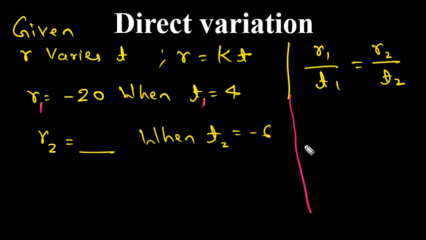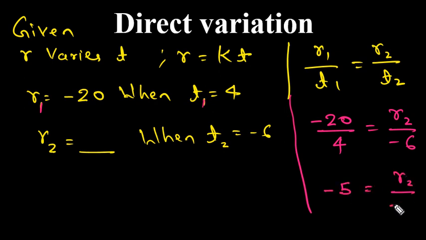Now you can substitute here. r1 is negative 20 over 4 is equal to r2 over negative 6. Negative 20 over 4 will give you negative 5 equals r2 over negative 6. Now you take this from here to here, cross product. Negative times negative will be positive. 5 multiplied by 6 will be 30 equals r2, or you can say r2 equals 30.